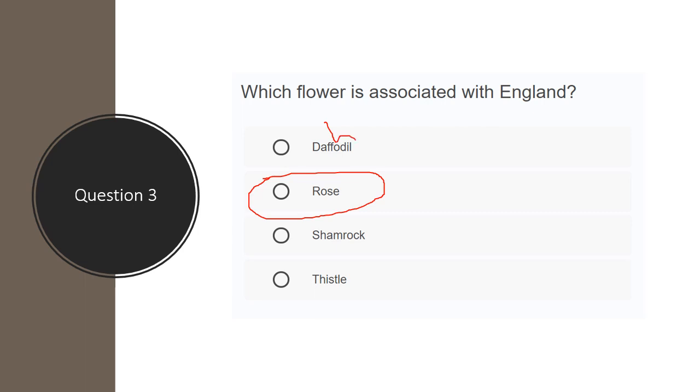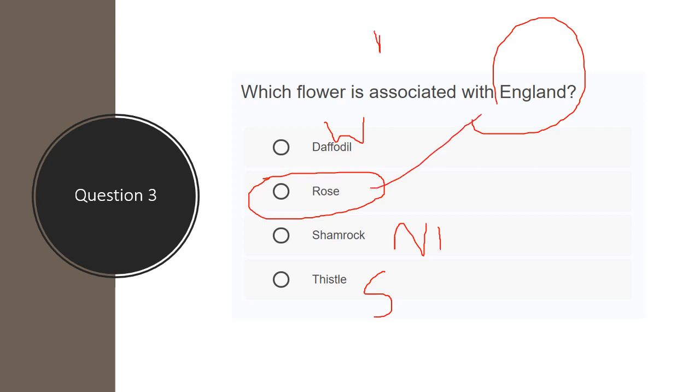So this is Wales. Daffodils is for Wales. Shamrock is Northern Ireland. I can't write in the best handwriting with my mouse. And thistle is Scotland. Now remember one thing: flower and food that belong to England start with an R. So when it comes to flower, rose is the English flower.